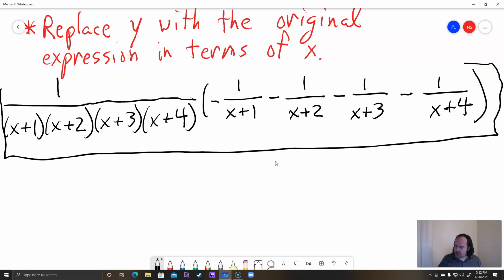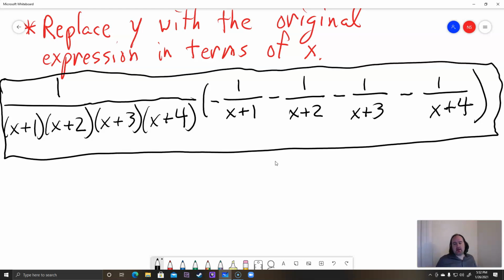So since the discussion board problem is very similar to this, it's just in terms of t and it has one more factor, hopefully you'll be good to attempt the discussion board problem. And remember, you get credit for trying the discussion board problem as long as it looks like you attempted it. You don't have to get it correct. It just has to look like you attempted it. It's sort of like attendance.